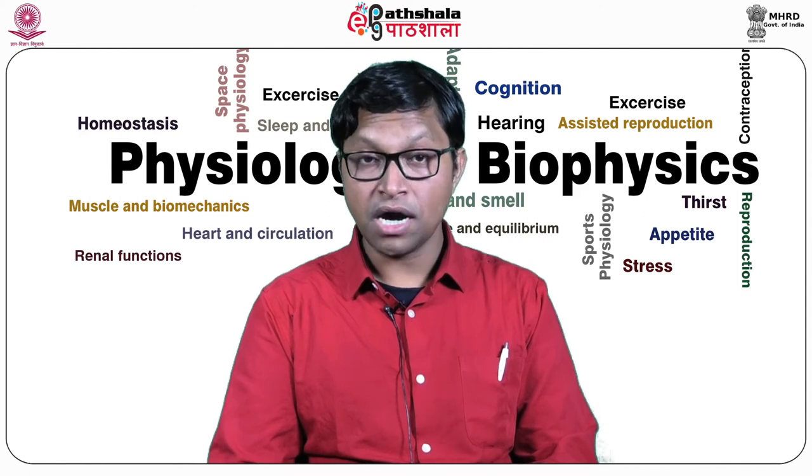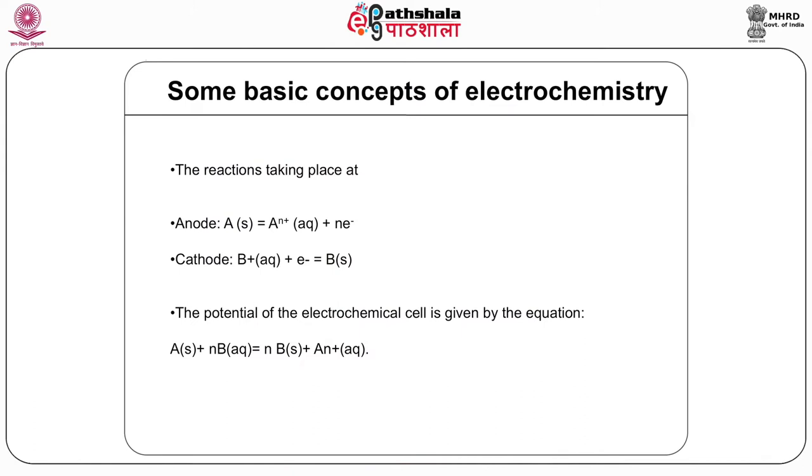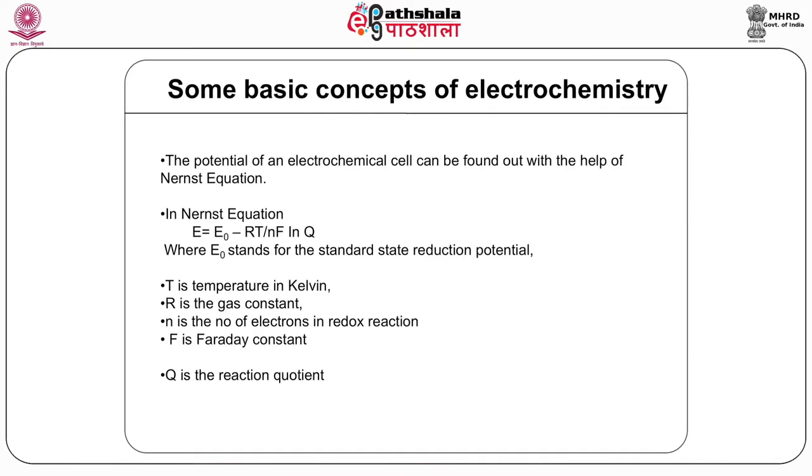So, we have understood how interesting it is. Now, we can also see the reactions that are taking place at the anode, where there is a generation of an A plus ion, and at the cathode, there is the B plus ion, which is accepting an electron and forming B. The potential of the electrochemical cell is given by the equation written below, as you can see in the text and also in the PPT. Also, we must remember that in an electrochemical cell, the cathode is considered the indicator electrode and the anode the reference electrode.